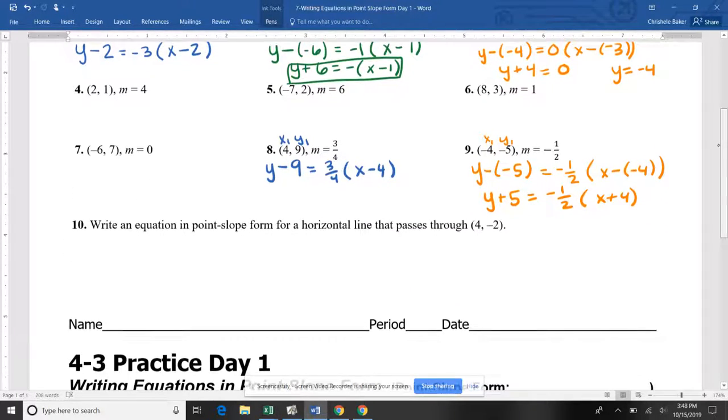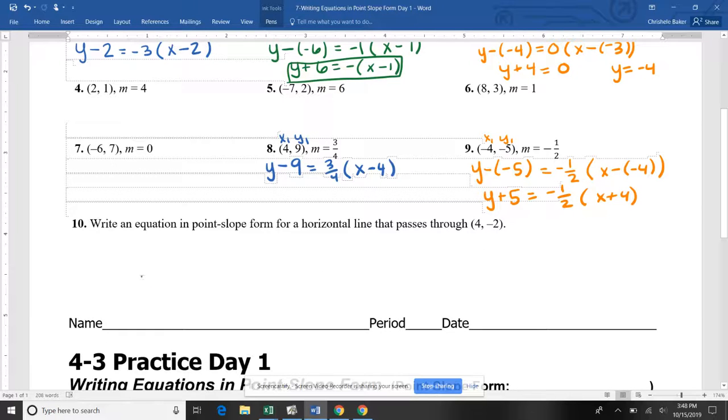Okay, let's think about number 10. We have a horizontal line. So if I think of what that would look like, I'm at the point 4, -2. So 1, 2, 3, 4, -2 is right there. A horizontal line looks like that.